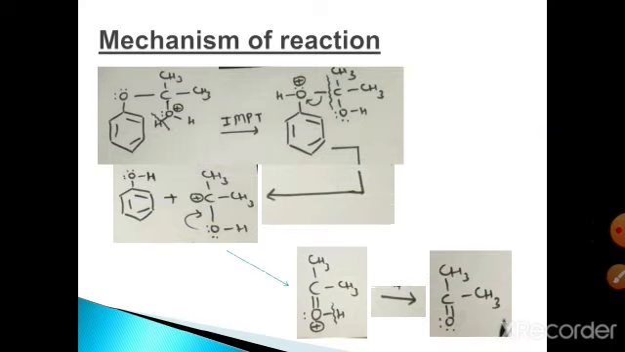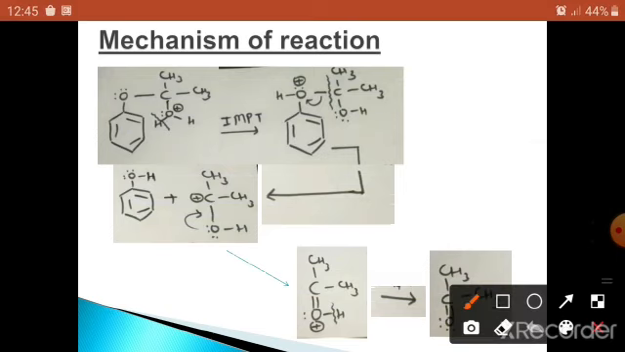First we take cumene, oxidation takes place, and cumene is converted into cumene hydroperoxide. This species is known as cumene hydroperoxide. For cumene hydroperoxide, acidification or protonation takes place, and it is converted into phenol and acetone.